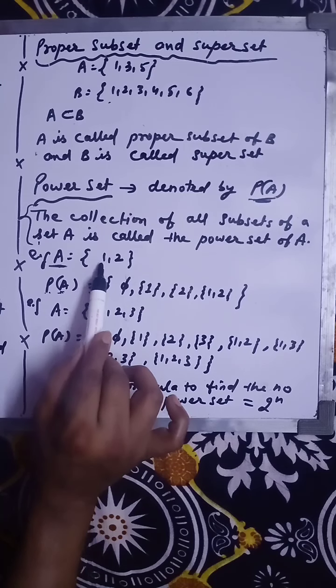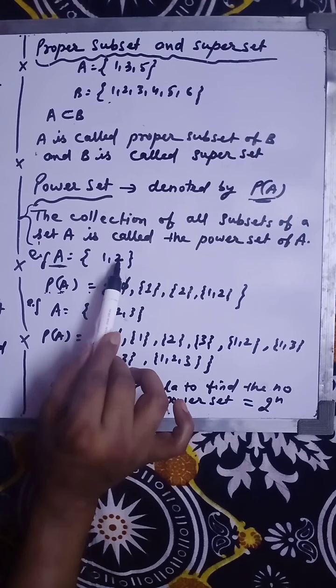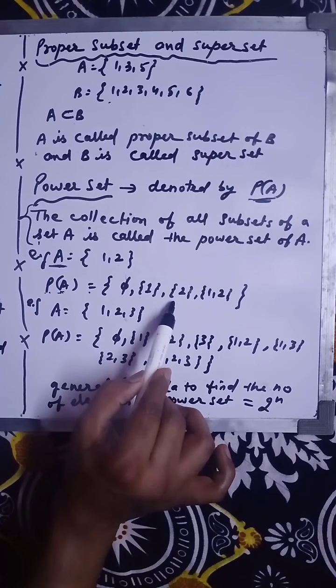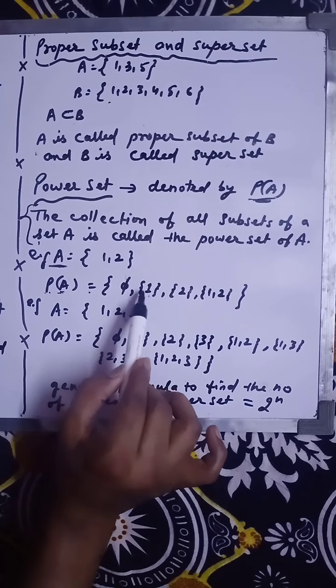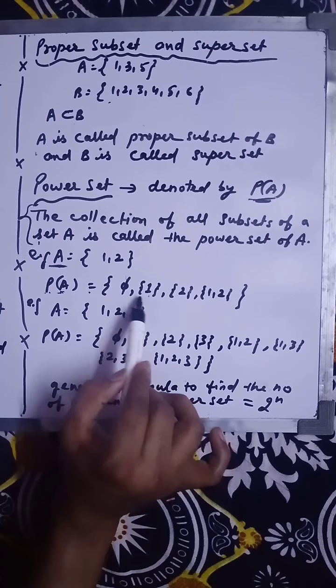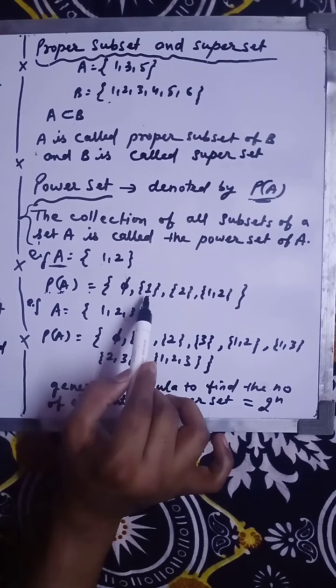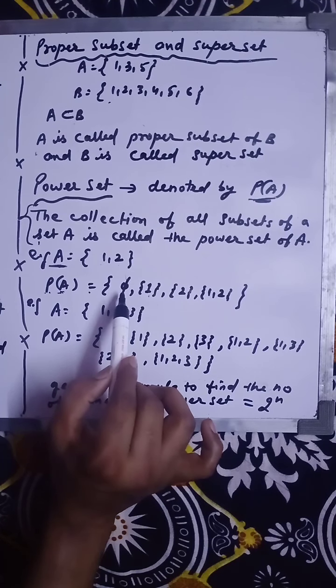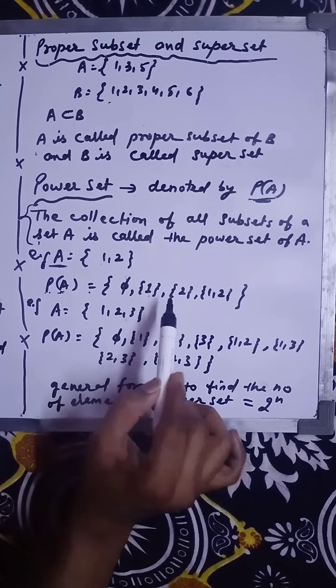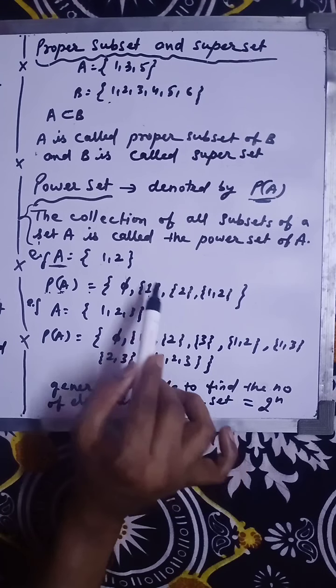The second element will be 1. Third would be 2. Okay, and you have to write these into the brackets. If I am writing the first one, I am writing it in a bracket. ∅ you cannot write in a bracket. Okay, 2 will be in a bracket.